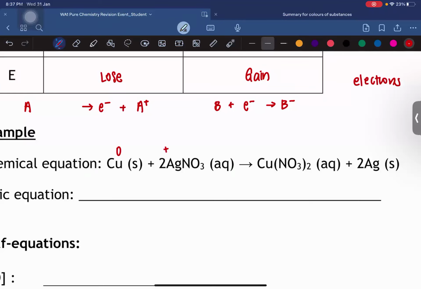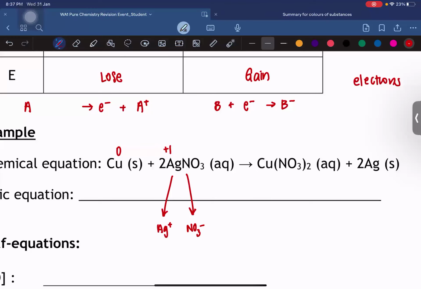Plus one. Now, guys, how do I know that silver is plus one? Usually for any ionic compound, I will split it up into its ion, cation, and anion. Then I'll take the charge. So for silver, Ag plus, that's why it's plus one.